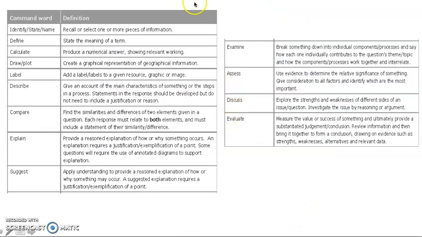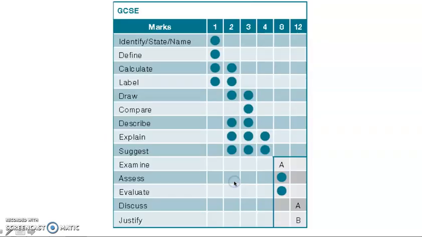So in the first two videos we looked at the simpler point marked questions. Now we're going to look at the longer answers, the traditionally essay based questions, and we're going to specifically look at this one, examine, today.